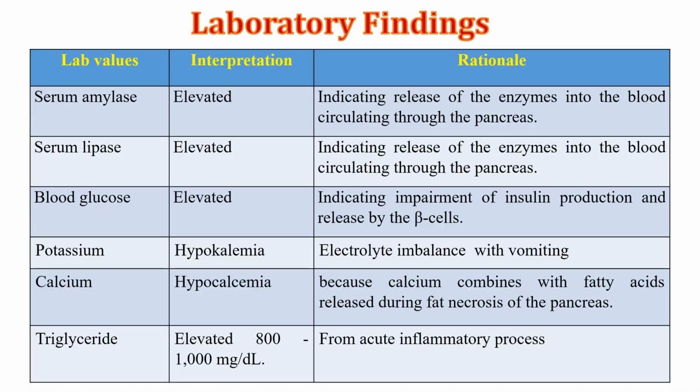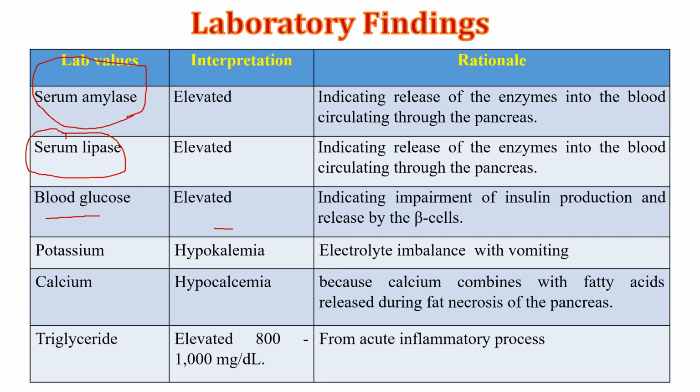Regarding the laboratory investigations, which are important to confirm the diagnosis of acute pancreatitis, as you see here in this table, the patients will develop high serum amylase and lipase level, which are pancreatic enzymes, mainly due to the release of the pancreatic enzymes into the blood from the pancreas. Also, you will see that the patients will develop higher blood glucose level, which mainly indicates the impairment of insulin production, which is released by beta cells of the islets of Langerhans.